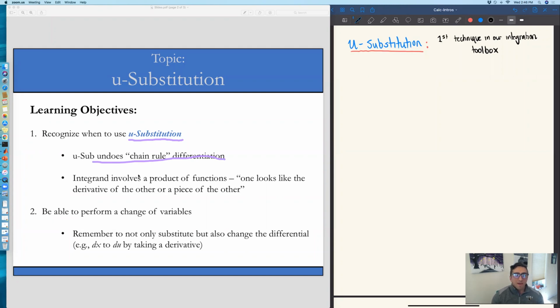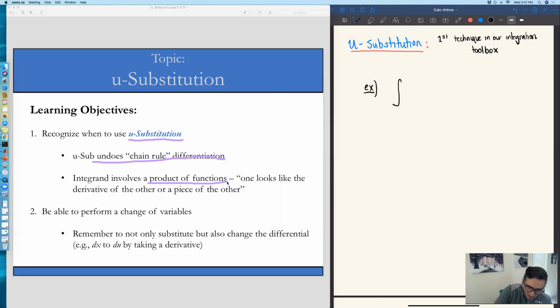And in particular, what I'm hoping that we all do today is recognize when to use u-Substitution, when is it appropriate to apply this technique. In other words, we're going to see that it always involves a product of functions inside of that integral. And what we need to figure out is, what do we actually call u to use this technique? So for example, we're going to be considering integrals that look like the following.